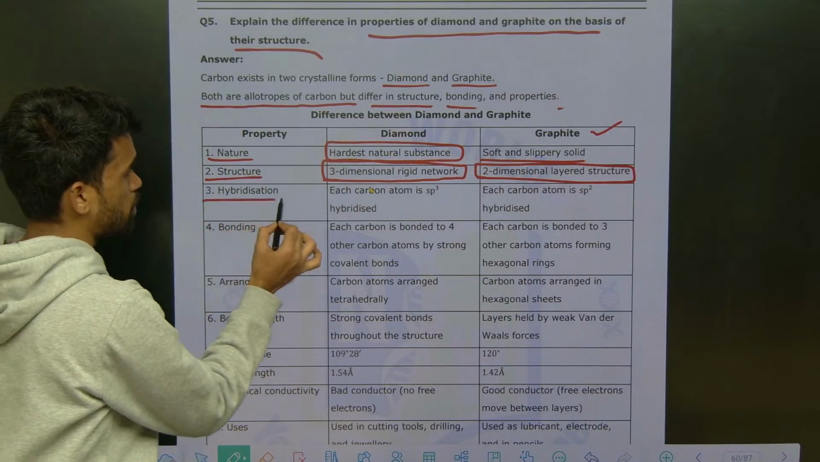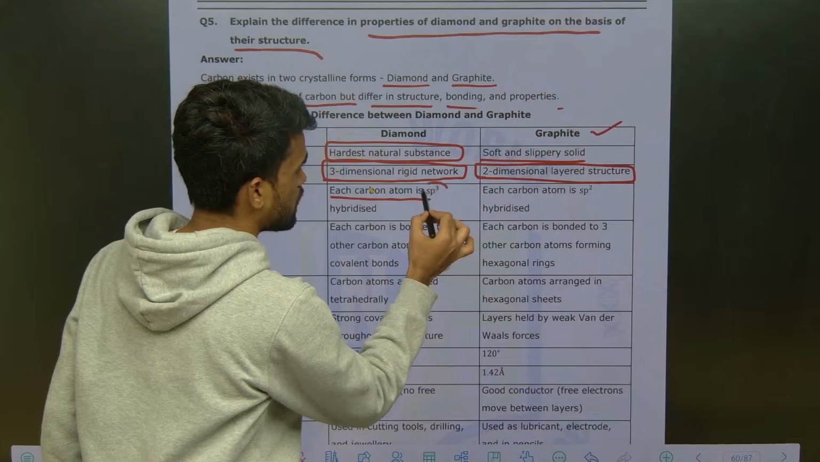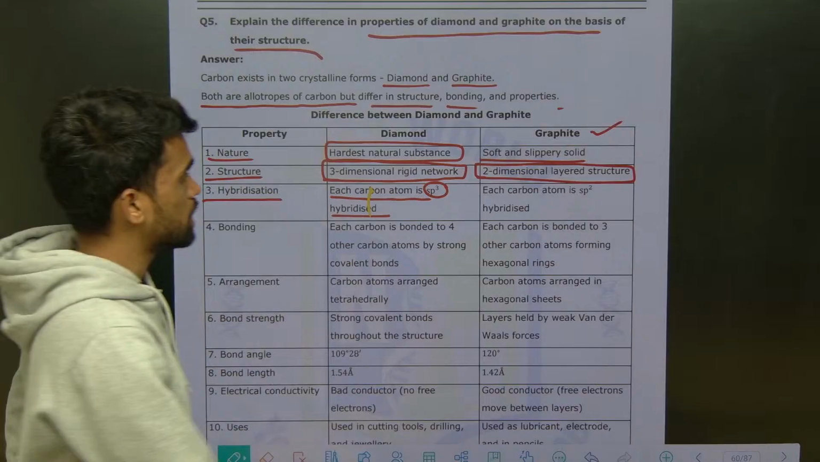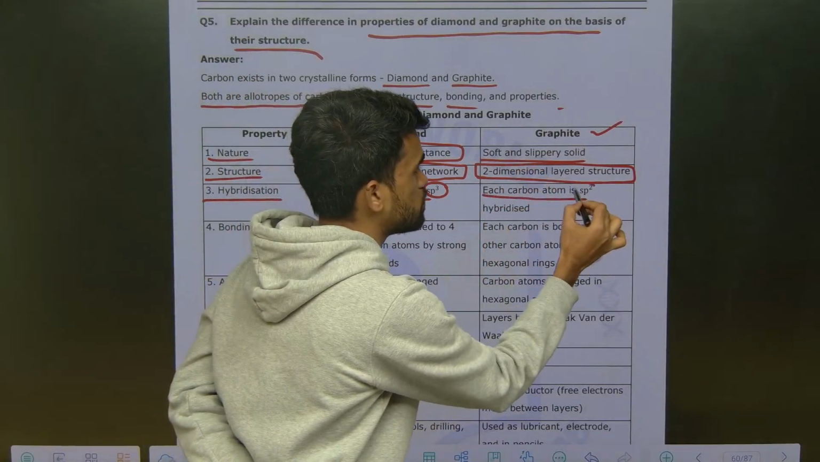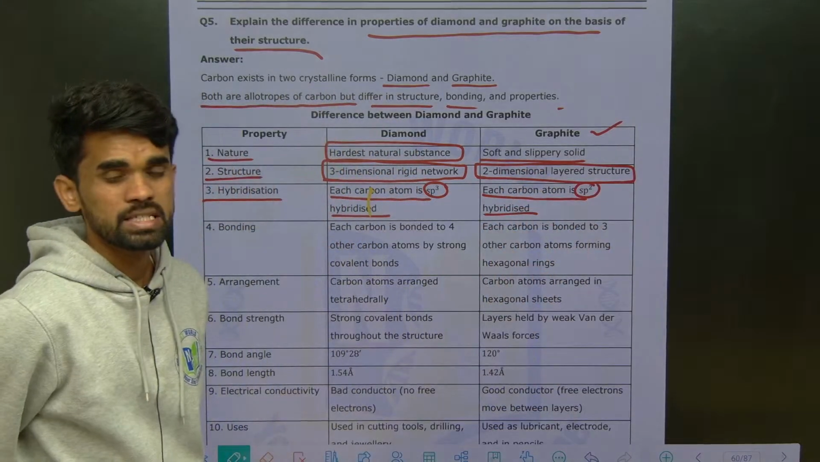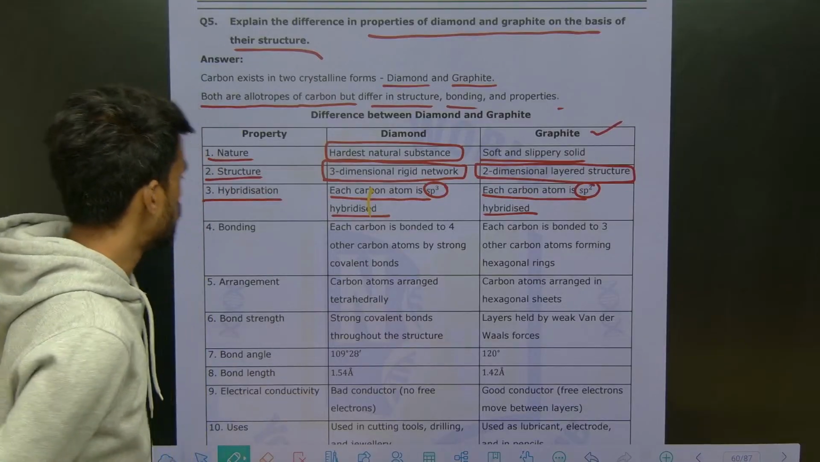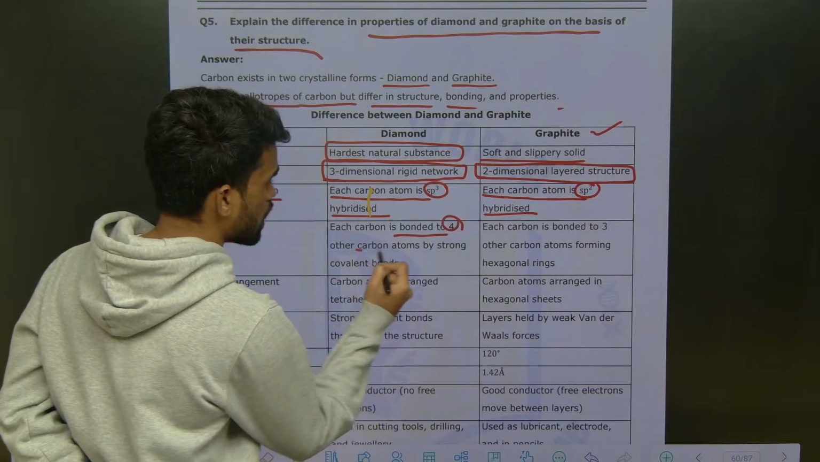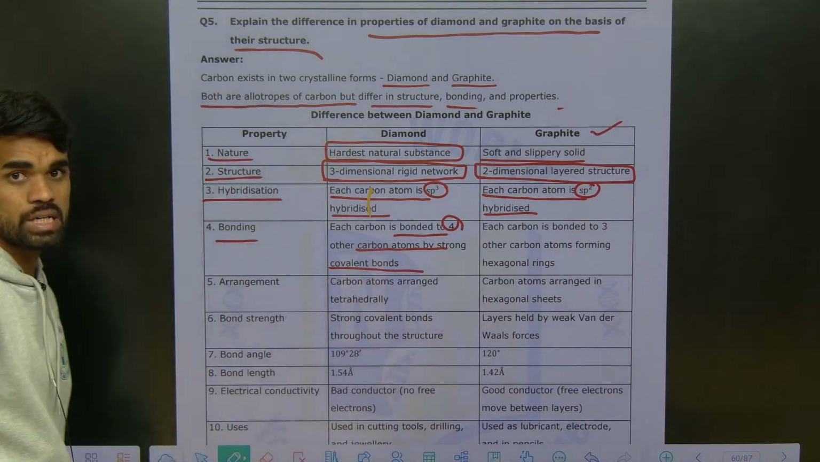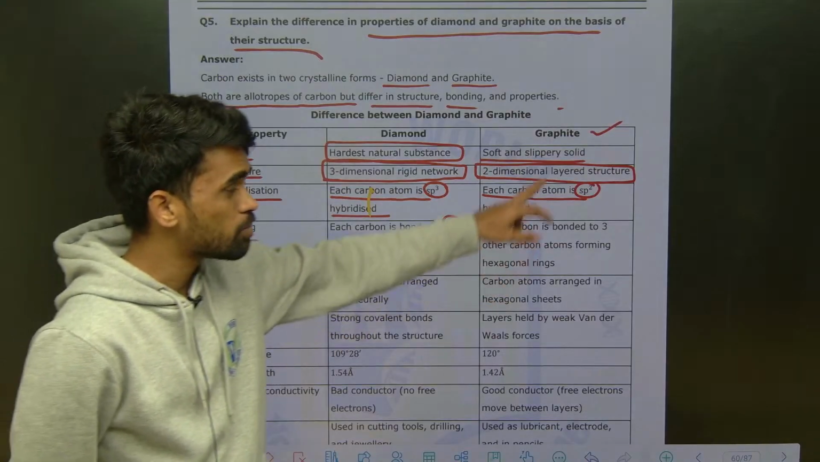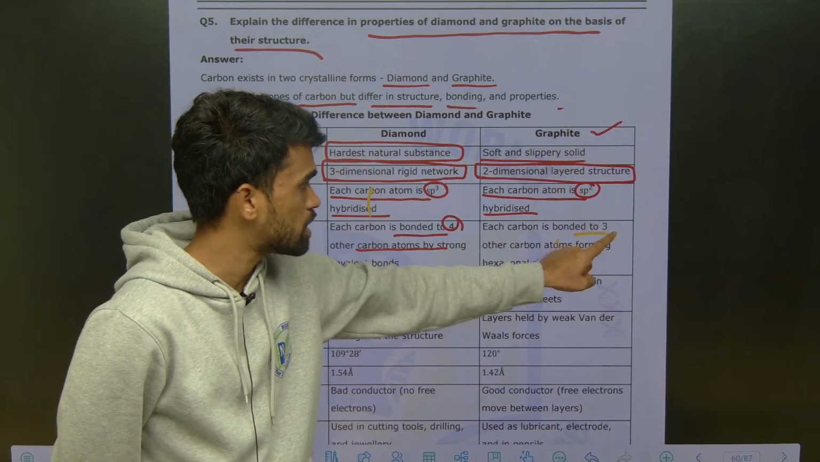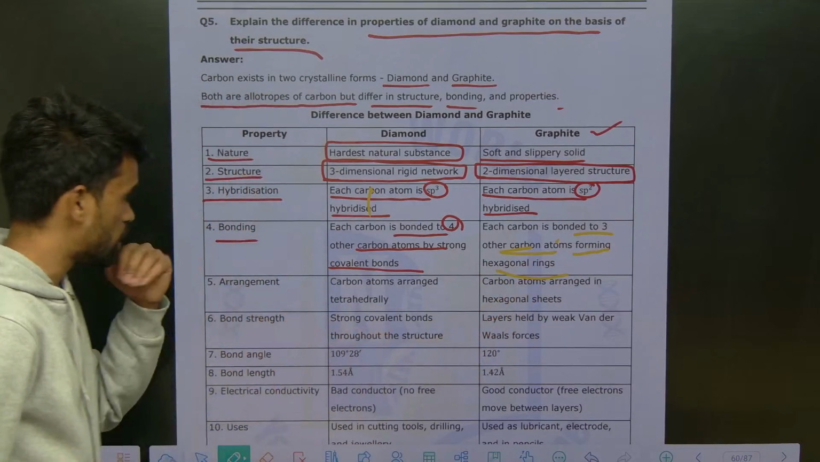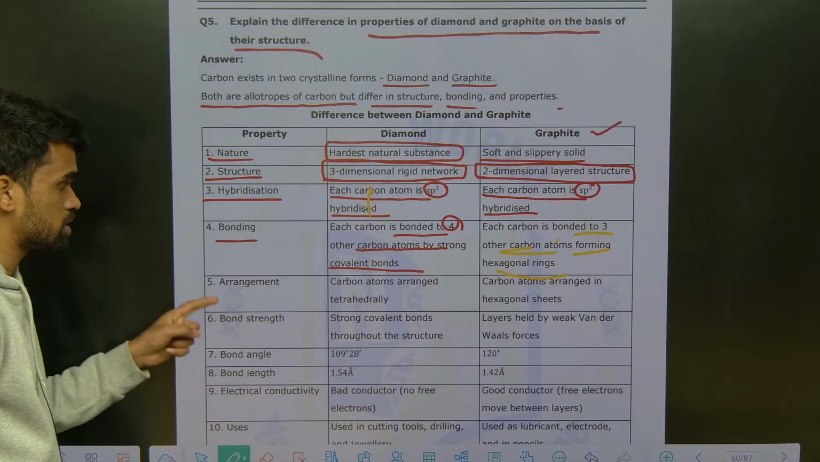When it comes to hybridization, each carbon in diamond is sp3 hybridized. In graphite, each carbon is sp2 hybridized. Diamond is sp3, graphite is sp2. Then next, bonding: in diamond, each carbon is bonded to 4 other carbon atoms by strong covalent bonds. In graphite, each carbon is attached to 3 other carbons forming hexagonal rings. Same story as we discussed previously.